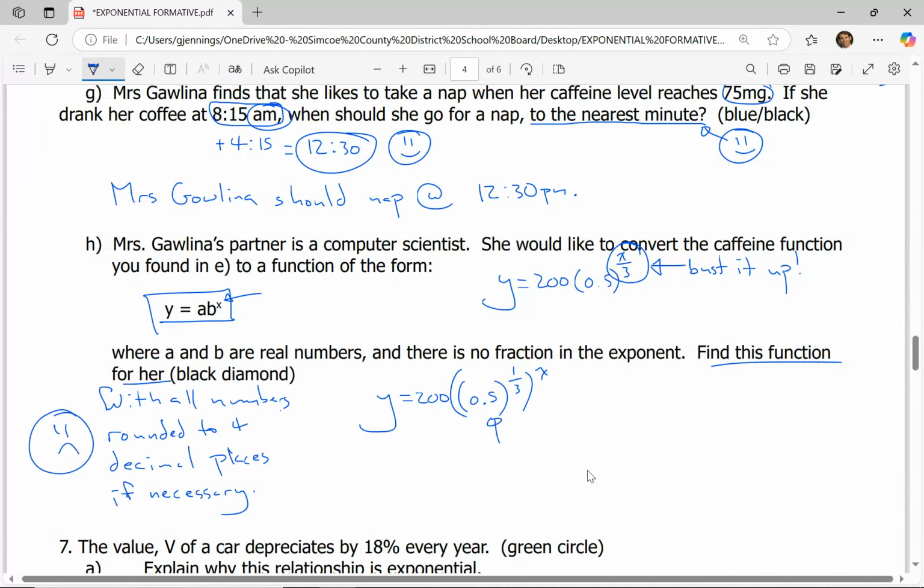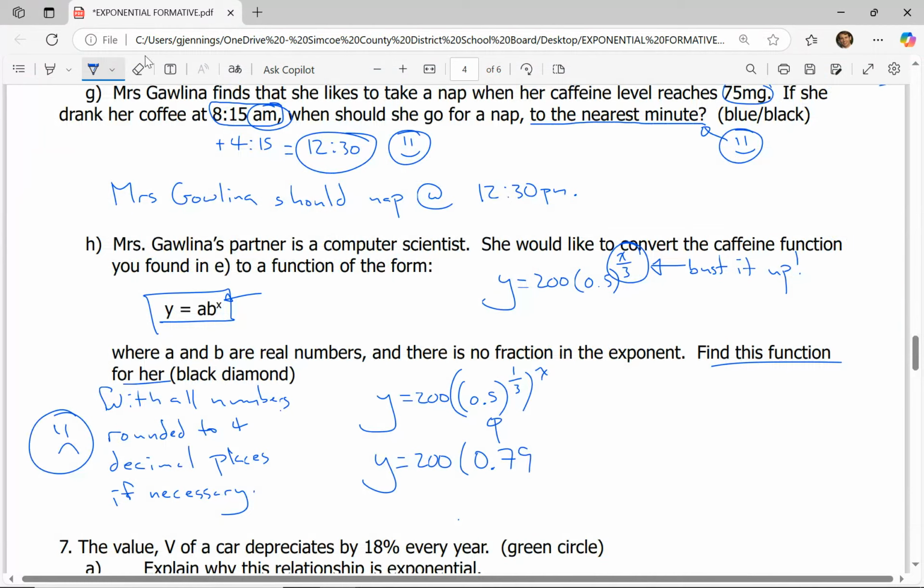Alright, so now we know that this is y equals 200 multiplied by 0.7937 to the x. That is our function. Okay, so we are very pleased. We are done that question.